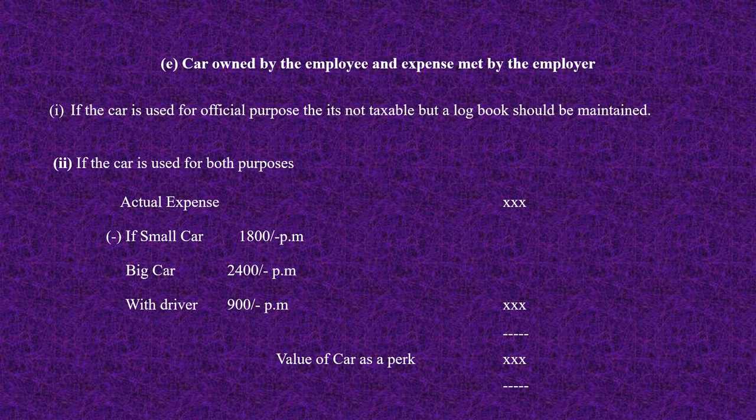Actual expense minus, if it is a small car, 1,800 per month, big car, 2,400 per month, with a driver, it is 900 per month, will have to be minused from the actual expense. You minus it and then you get the value of the car as a perquisite. So second condition is where the car is owned by the employee, it's used for both the purposes and the expense is going to be met by the employer. So actual expense minus the rates will give you the value of car as a perquisite.